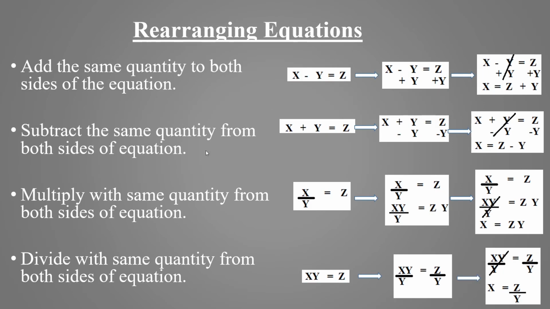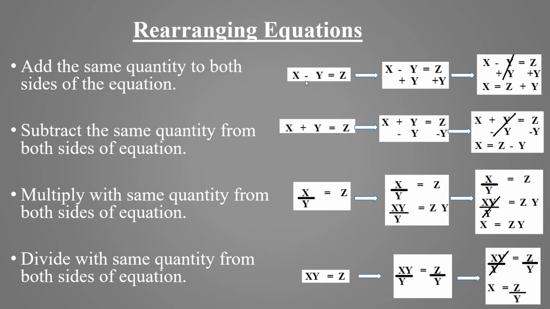On this slide, I have algebraic rules that will help us change the appearance of the equation. When you are trying to move a variable to the opposite side of the equation, you must do the opposite operation on both sides of the equation. And while doing that, we can add the same quantity to both sides of the equation. We can subtract the same quantity from both sides. We can multiply both sides by the same quantity, and we can divide both sides by the same quantity.